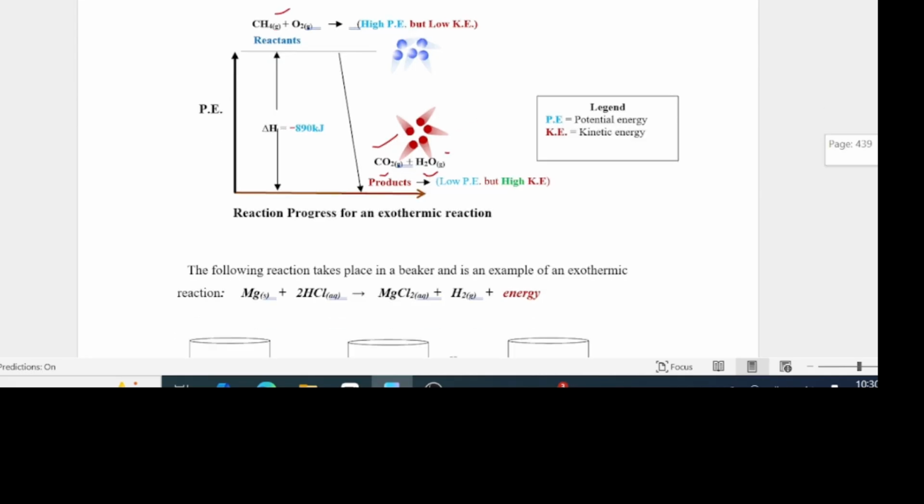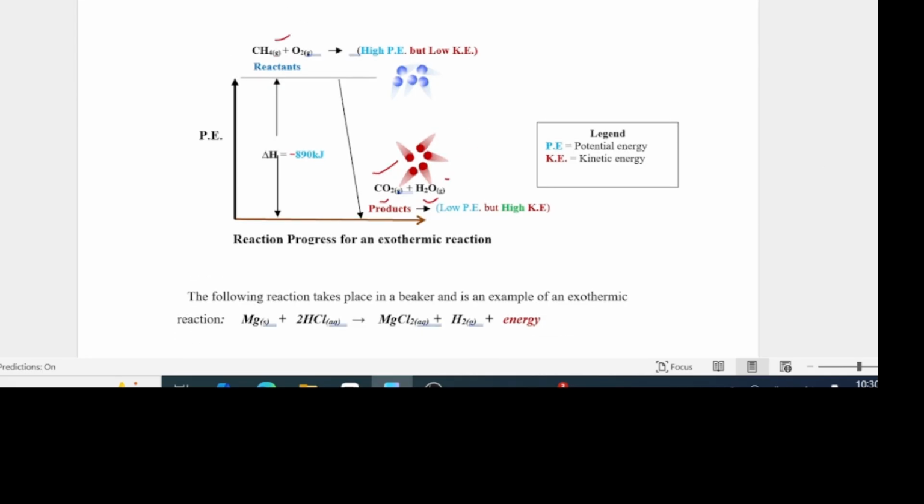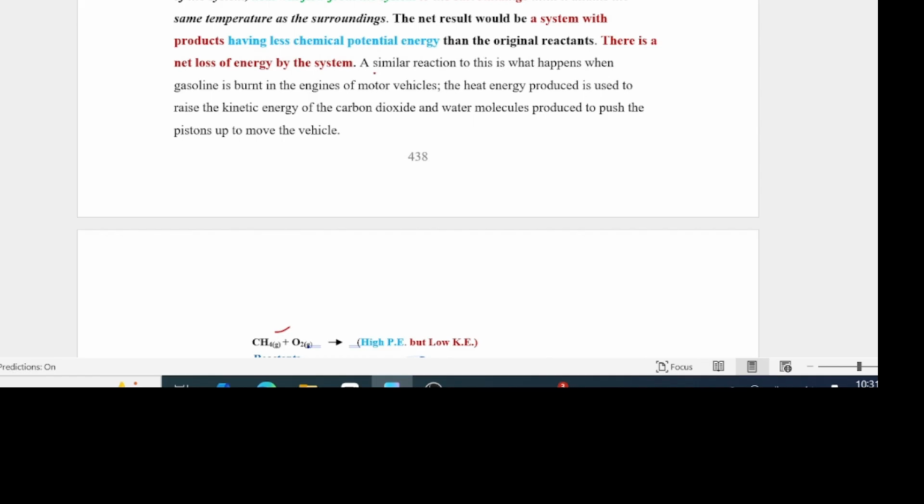the system. If the system is not well insulated and the temperature of the surroundings is less than that of the system, heat will flow into the surroundings until the system attains the same temperature as that of the surroundings. There is thus a net loss of energy by the system. A similar reaction to this is what happens when gasoline is burnt in combustion engines of motor vehicles. The heat produced is used to raise the kinetic energy of the carbon dioxide and water molecules produced to push the pistons up and down.